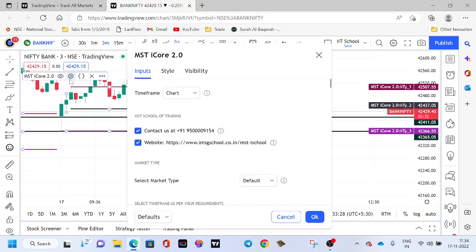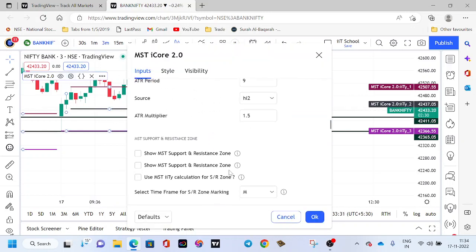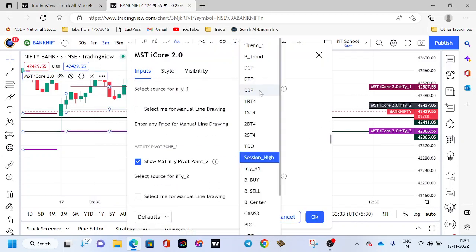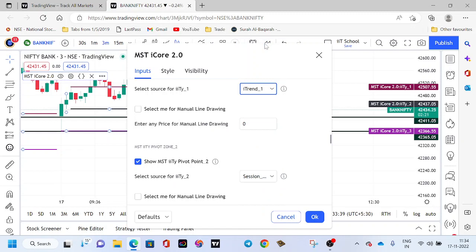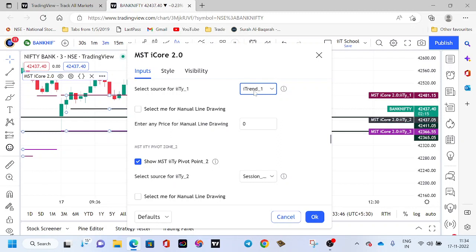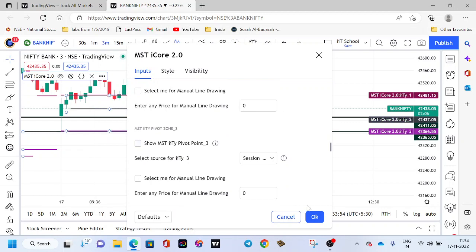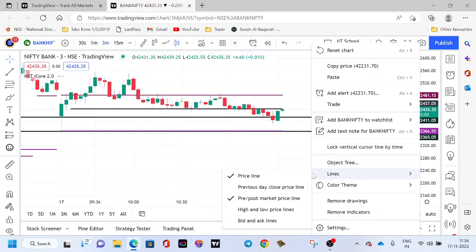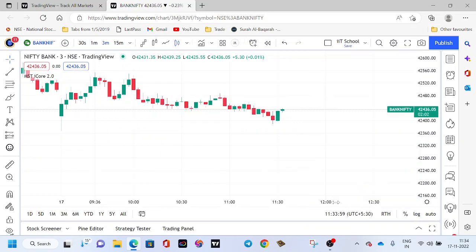Next one, what I have given. So here I have given I trend. I trend means intraday trend. So if you enable this, it will show you what is the trend of the market. If the market is above this line, it is a bullish market. If the market is below this line, it is a bearish market. Then P trend. What is a P trend? It is a positional trend. It will show positionally where the market is, whether the market is in a bullish condition or bearish condition.